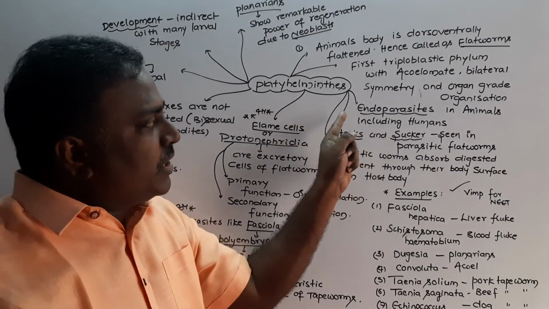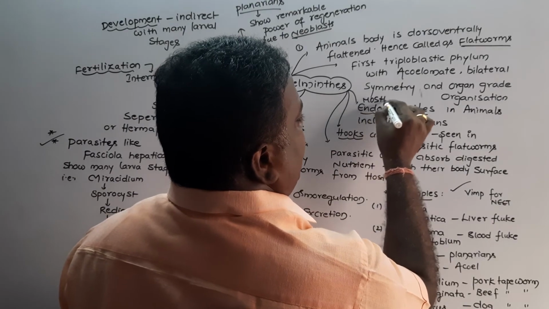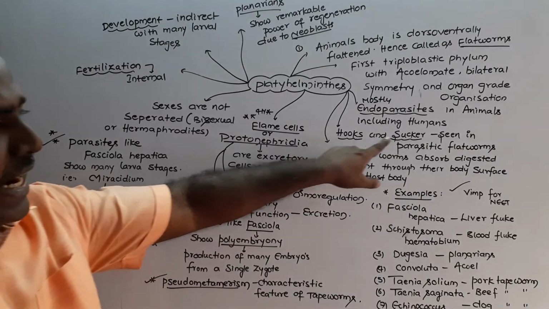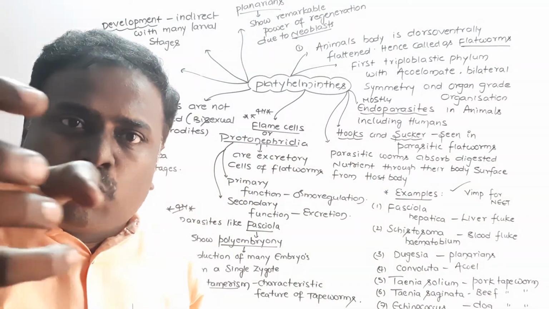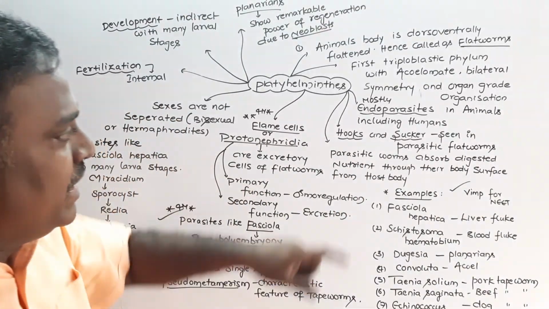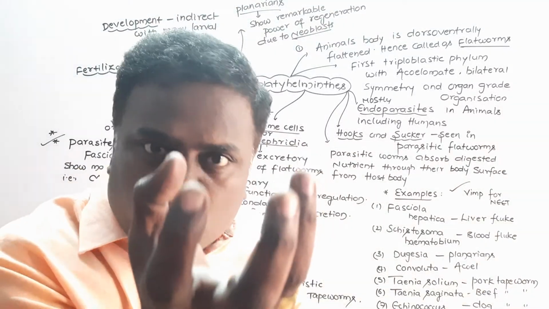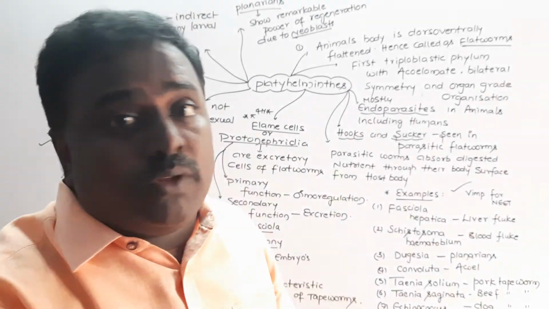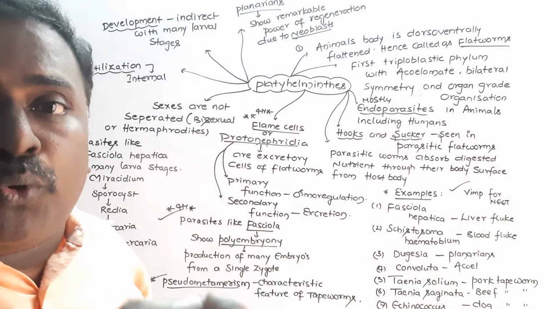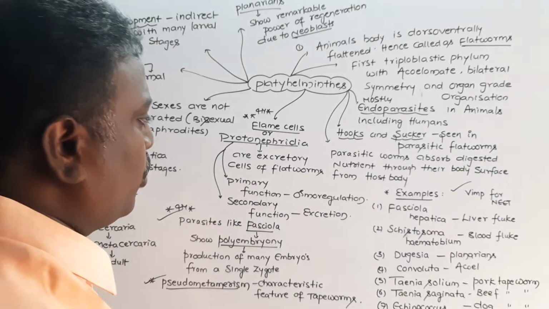Mostly, not all, these are endoparasites in animals including humans. They attach to the host body with the help of hooks and suckers. Most of these endoparasites absorb the nutrients from the host body through their body surface, because their body surface has small pores. Through those small pores, the digested nutrients of the host are absorbed into the parasite body.